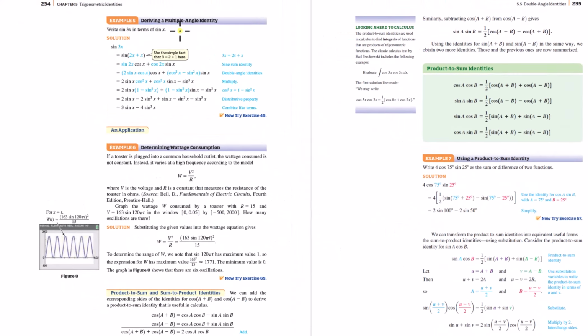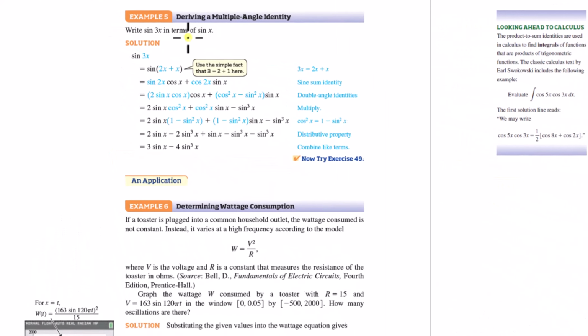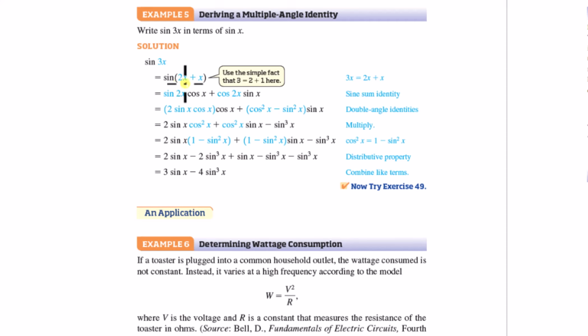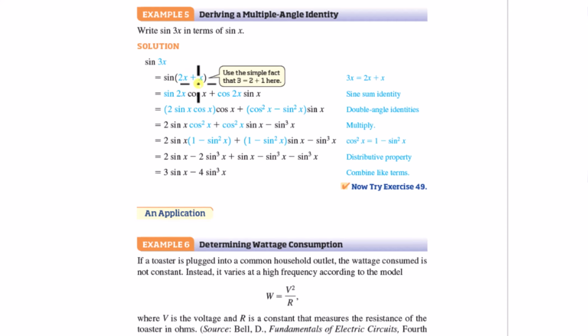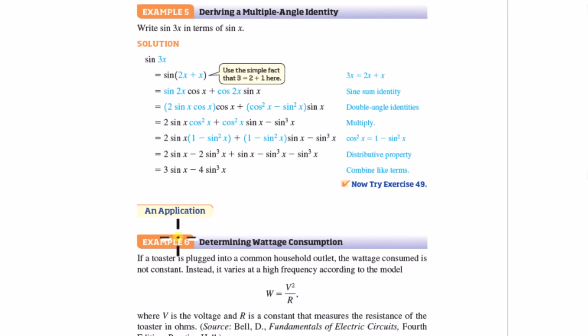Deriving a multiple angle identity: write sine 3x in terms of sine x. Sine 3x is sine of 2x plus x. Use the sum formula for sine, and then you're going to get a double angle sine, a double angle cosine, and a regular cosine and a regular sine. Then expand out the double angles, and you're left with just sine and cosine of x. You can simplify that down to 3 sine x minus 4 sine cubed of x. And again, we're going to work a bunch of examples. So if I'm going through these a little fast for you, just check out the example problems.